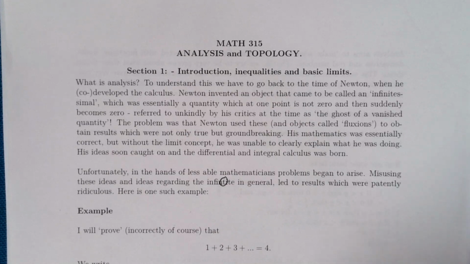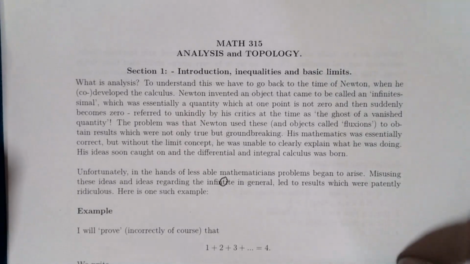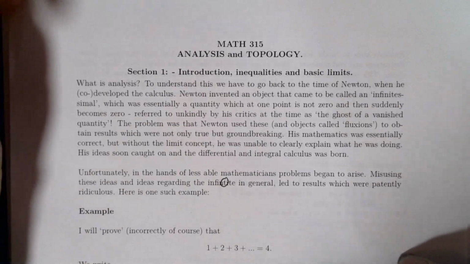His mathematics was essentially correct, but the problem was, without the limit concept that we're going to be studying in some detail, he was unable to clearly explain exactly what he was doing. And his ideas soon caught on, and the differential and integral calculus was born. Now, unfortunately, in the hands of less able mathematicians, problems began to arise because you could misuse some of these ideas. If you take away the concept of limit, you could misuse some of these ideas and ideas regarding the infinite in general. This led to results that were patently ridiculous.